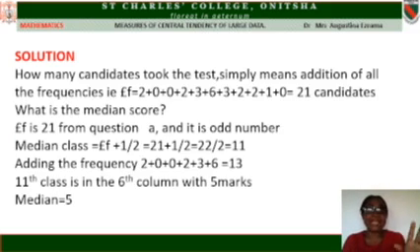You now add the frequency till you reach the class where 11 falls. Looking at this, 2 plus 0 plus 0 plus 2 plus 3 plus 6 will give you 13. And you see that 11 falls into 13. And where do we find that 13? That is under 5. And the marks is with that median. Median class now is 5 marks. Our median now is 5.